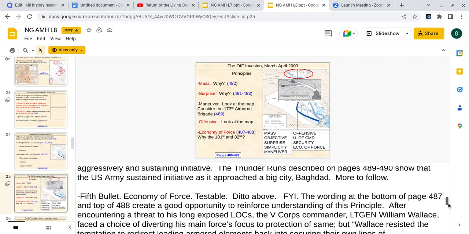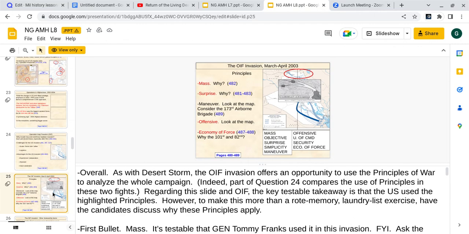Don't go into much detail here for the test. Just understand that we were placing units where they were most needed strategically, and we were dedicating the majority of firepower to the most decisive locations. Basically, the most important thing to know here is just which principles were used. For the operations in Afghanistan, we used mass, surprise, offensive, and economy of force.